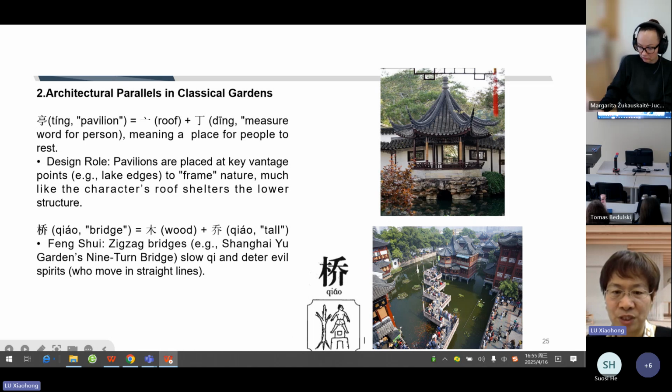Here you can find a person on a tall place, a high place. So qiao is usually high. Yeah, you have a person on the bridge, so it's usually high.